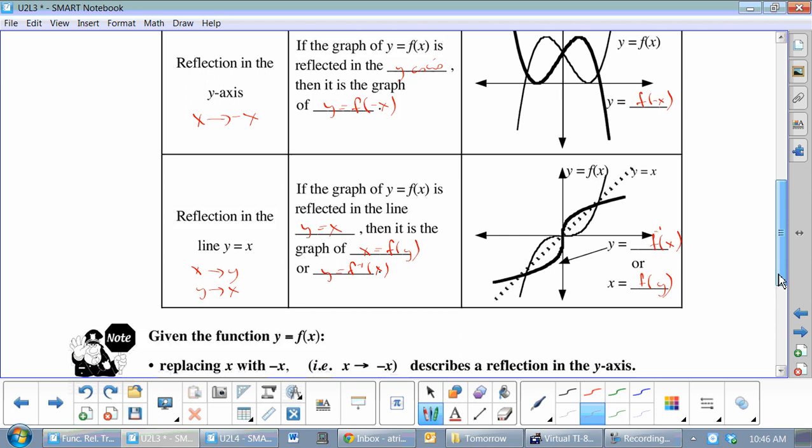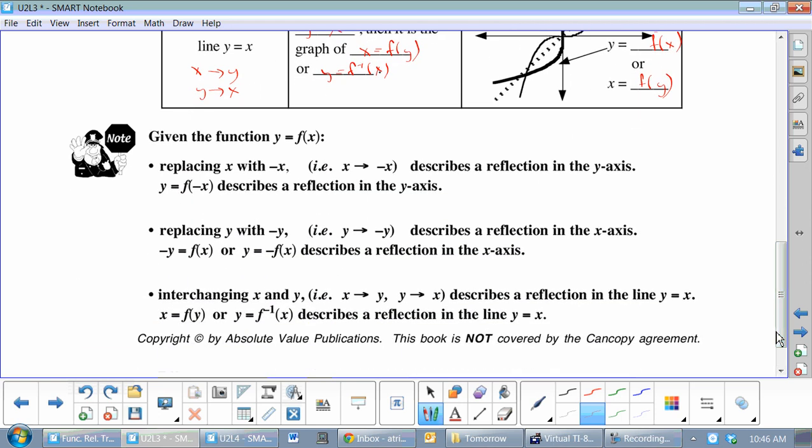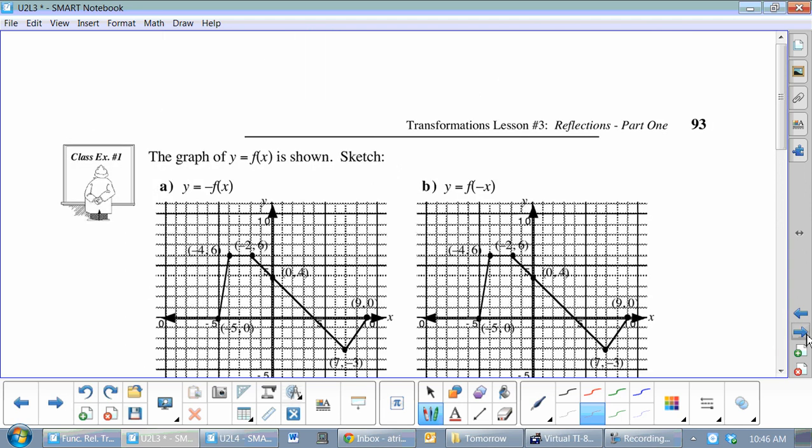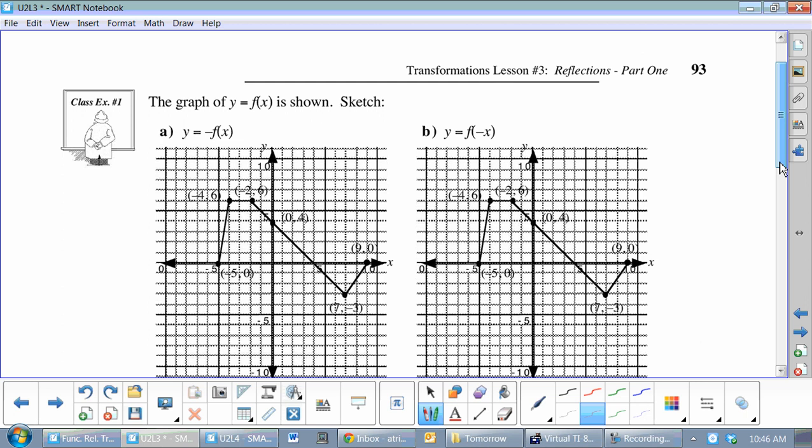Okay, so here's kind of the money of this whole unit. Replacing x with negative x is reflection on the y-axis. Y with negative y, reflection on the x-axis, and interchanging x and y is reflection on the line y equals x. Okay, next page. Let's just do a couple because it has been a while.